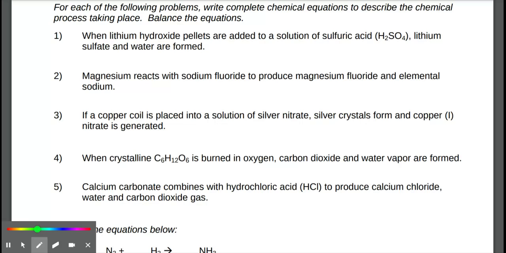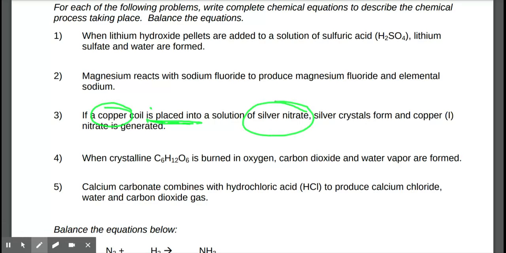Sorry. So if a copper coil is placed in a solution of silver nitrate, silver crystals form and copper 1 nitrate is generated. So copper coil is placed in a solution. So this is placed into. And we're talking about just copper here, mixing with silver nitrate. Then we have the comma. So that tells me I'm going to put the copper into silver nitrate to see what happens, and to see if anything forms after that, to see what's produced. And it says here, silver crystals form.